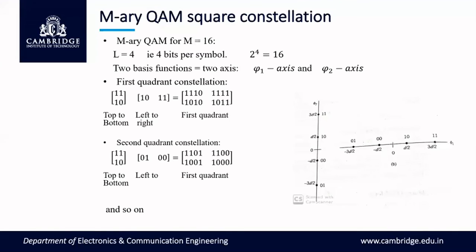But since the system is quadrature, we have 2 basis functions, phi 1 and phi 2. So definitely we have 2 axes. The entire M-ary QAM will always have 2 axes, x axis and y axis. X axis is phi 1, y axis is phi 2. For every symbol, how many bits do you have to accommodate? 4 bits. These 4 bits are distributed for the x-axis and y-axis. I take 2 bits on the x-axis, 2 bits on the y-axis, because every symbol has 2 basis functions, phi 1 and phi 2. Every symbol carries 4 bits, so 2 bits are allocated for the cos function, 2 bits for the sin function.